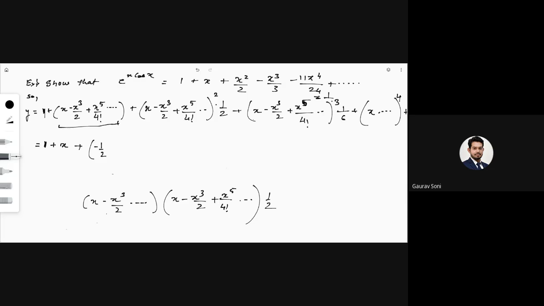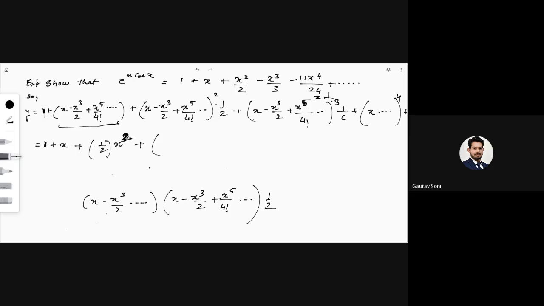Yes or no? Sir, but where did the minus 1 by 2 come from? First, sir, oh, there is no x square in the first bracket, yes. Sir, there is x cube. So what we have is simply 1 by 2, right? Yes sir. 1 by 2 x square plus.